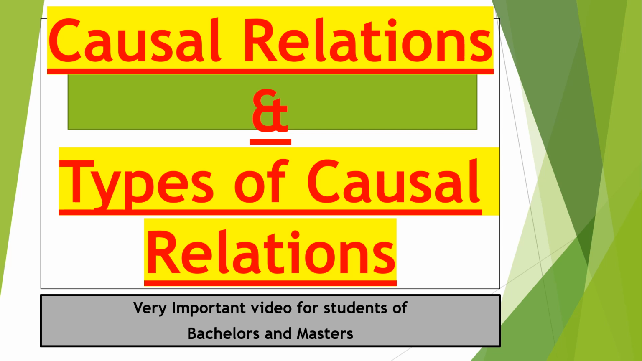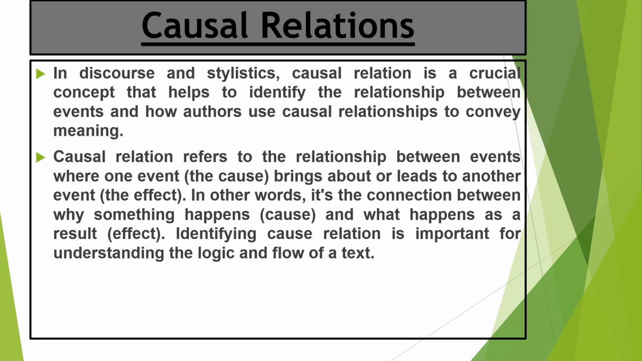In this video, we are going to talk about another topic of discourse analysis, or it could be part of stylistics, and it could also be part of pragmatics as well, and that is causal relations and types of causal relations. First of all, if we just see where it is actually used in discourse and stylistics, causal relation is a crucial concept that helps to identify the relationship between events. For example, how does any event occur and how authors use causal relations to convey meaning.